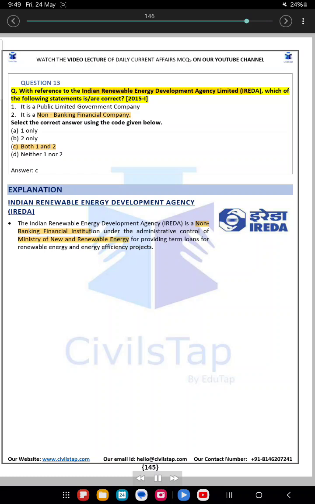Question 13. Q. With reference to the Indian Renewable Energy Development Agency Limited, IREDA, which of the following statements are correct? 2015. 1. It is a public limited government company. 2. It is a non-banking financial company. Select the correct answer using the code given below. A. 1 only. B. 2 only. C. Both 1 and 2. D. Neither 1 nor 2. Answer, C. Explanation. Indian Renewable Energy Development Agency, IREDA. The Indian Renewable Energy Development Agency, IREDA, is a non-banking financial institution under the administrative control of the Ministry of New and Renewable Energy for providing term loans for renewable energy and energy efficiency projects.